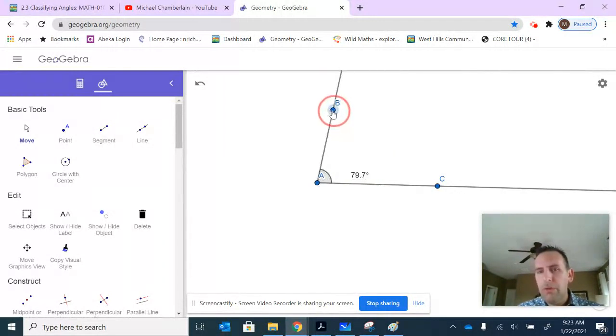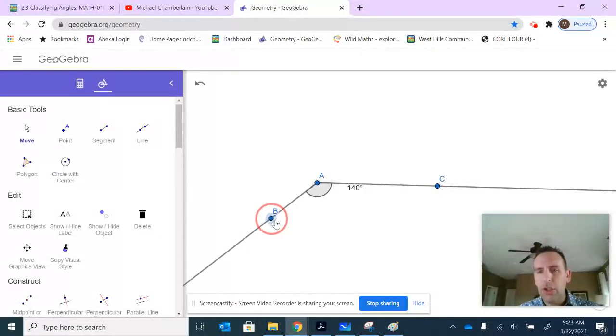If I were to move this so that it could be exactly 90, and you can see I'm really going to struggle to do that, it would be a right angle. So I'm not really having any luck with that, but don't worry, we'll construct that in a second. If I go larger than 90, this is an obtuse angle. If I get all the way exactly equal to 180, which, ooh, I did it for a second there, that would be a straight angle.